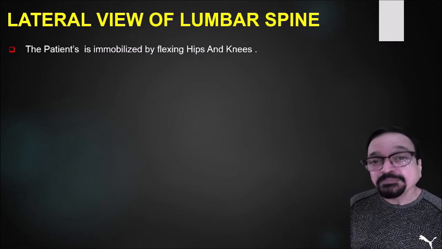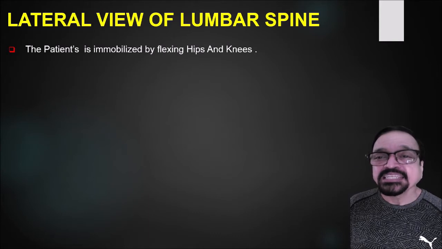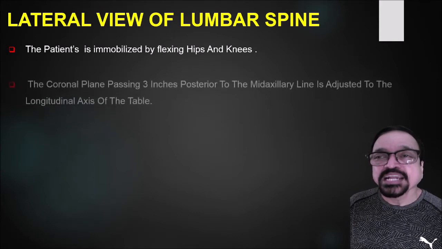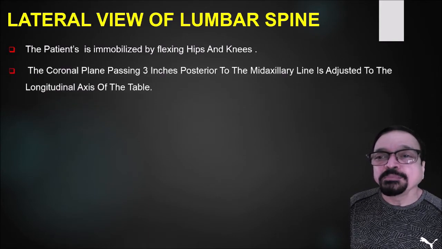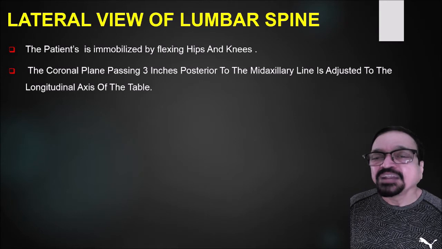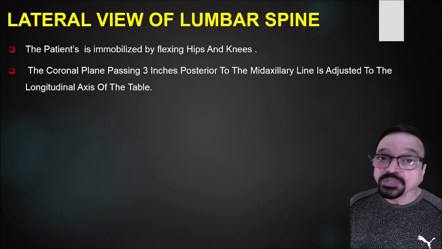To stabilize the patient, we do two things. One thing is you flex the hips and knees so that his pelvic girdle will be fixed, and the shoulder girdle will be fixed by holding the edge of the table by the hands of the patient, and one hand the patient should keep below the head.